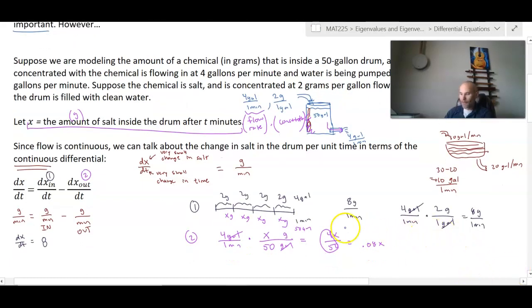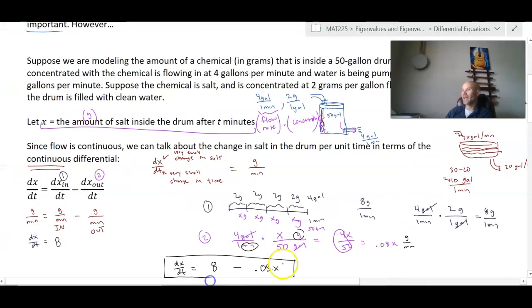So, putting the pieces together, this dx/dt, the change in salt per minute, is the amount of salt coming in, which is 8 grams per minute, minus, again, this is already in grams per minute, the number of grams per minute coming out, which is variable, it's 0.08 times x. So the model looks simple enough, and yet what we're ultimately going to want to know, and we're going to evaluate in a minute, is how do we get x as a function of time? Okay, so we have to solve this.